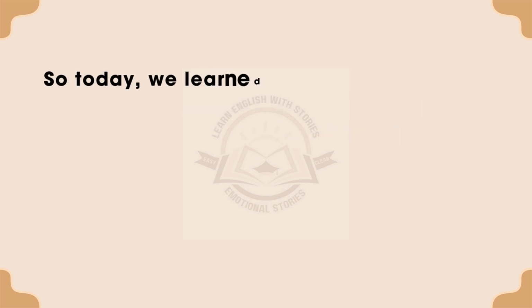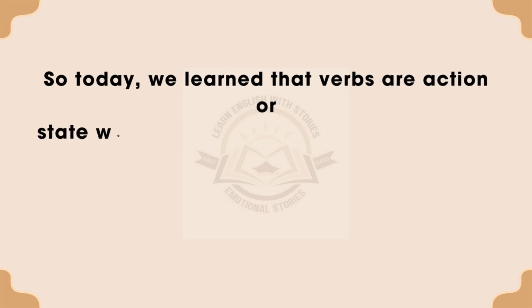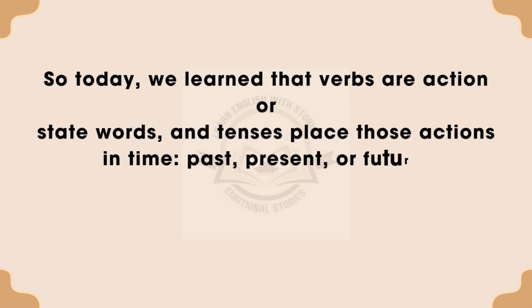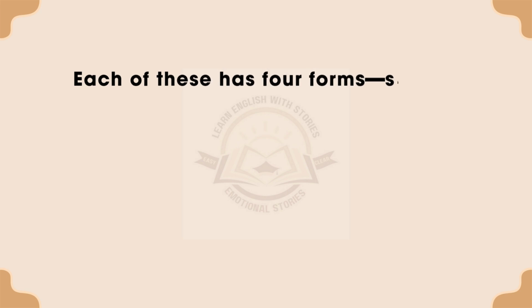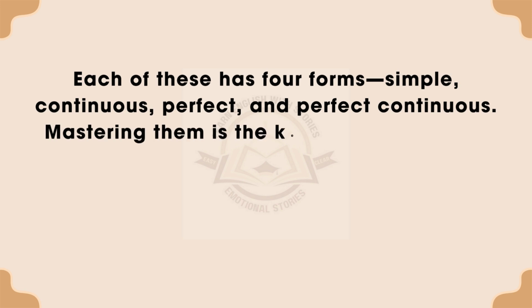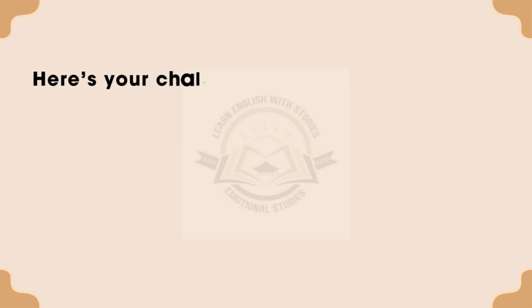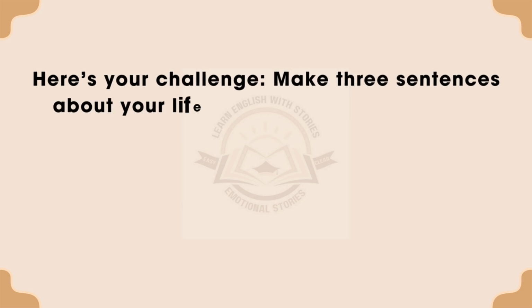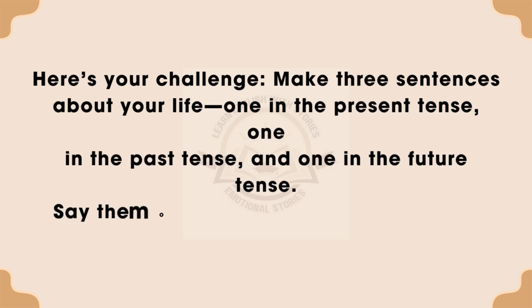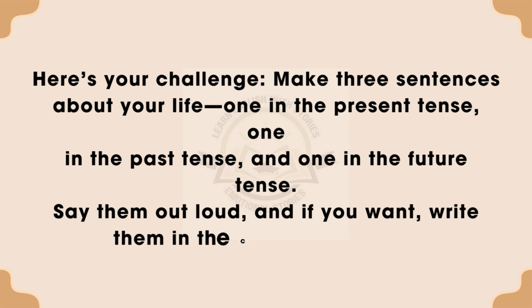So today, we learned that verbs are action or state words, and tenses place those actions in time, past, present, or future. Each of these has 4 forms: simple, continuous, perfect, and perfect continuous. Mastering them is the key to fluent English. Here's your challenge. Make 3 sentences about your life, 1 in the present tense, 1 in the past tense, and 1 in the future tense. Say them out loud, and if you want, write them in the comments below.